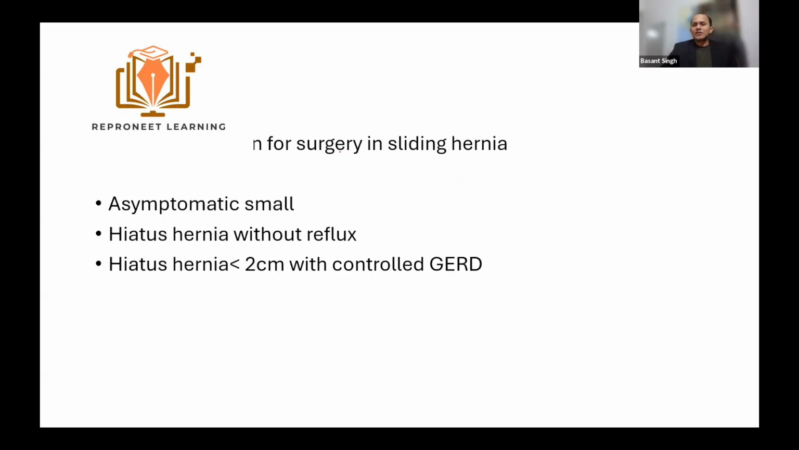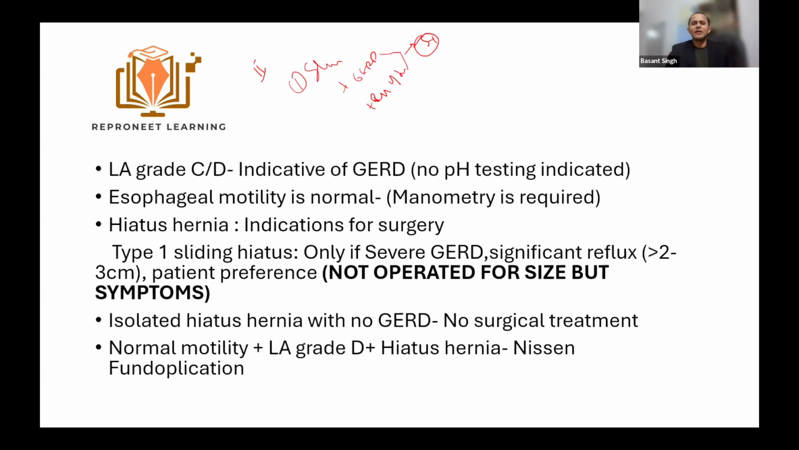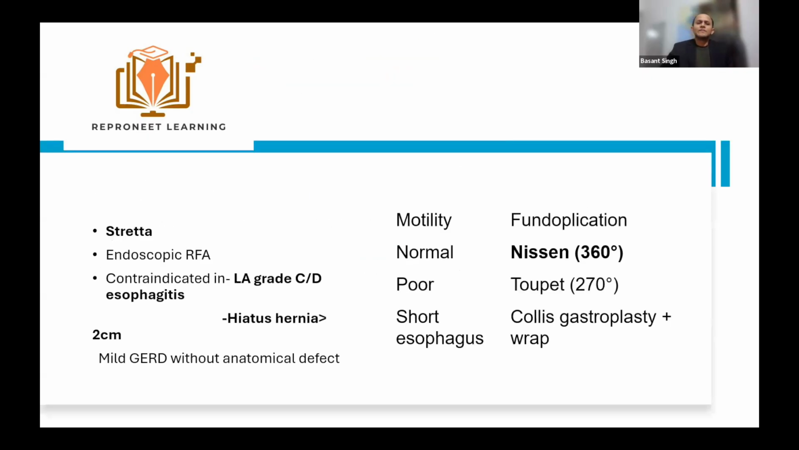So not an indication for surgery is sliding hernia, asymptomatic small hiatus hernia without reflux, and hiatus hernia less than 2 centimeter with controlled GERD. So small hiatus hernia, GERD controlled, is not an indication for surgery. So when do you use this? It's an endoscopic RFA thing, contraindicated in higher grade of esophagitis, and if your hiatus hernia is more than 2 centimeter, there we should not use this.